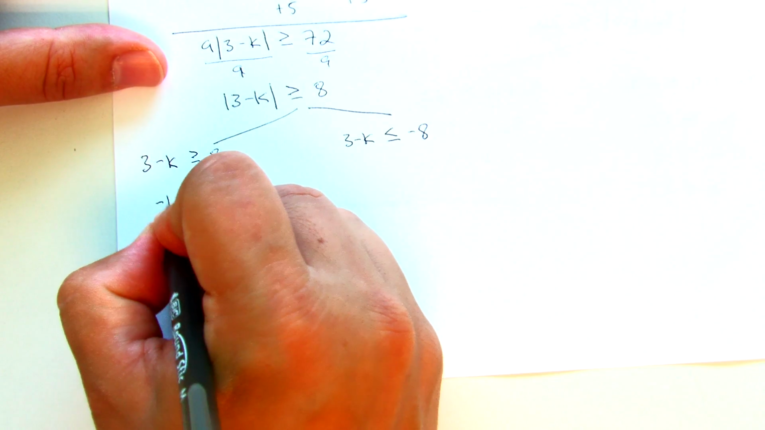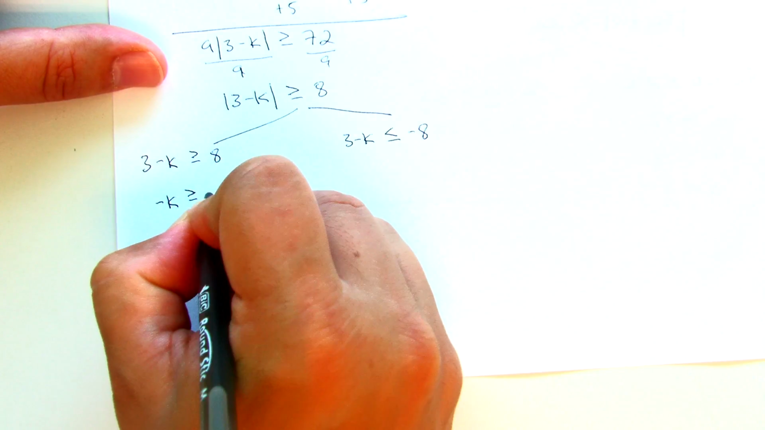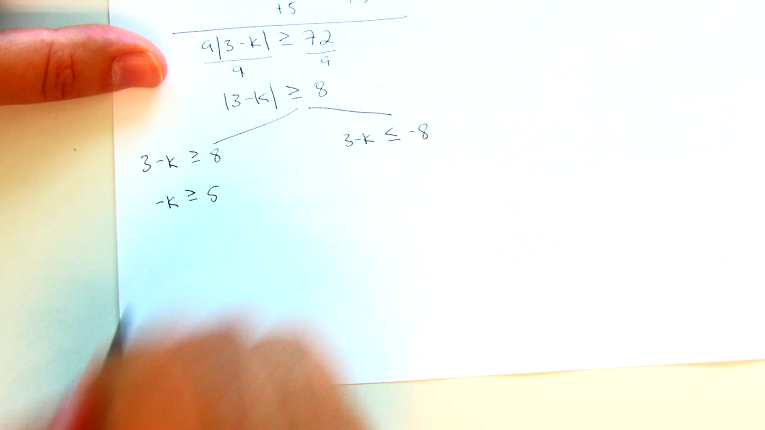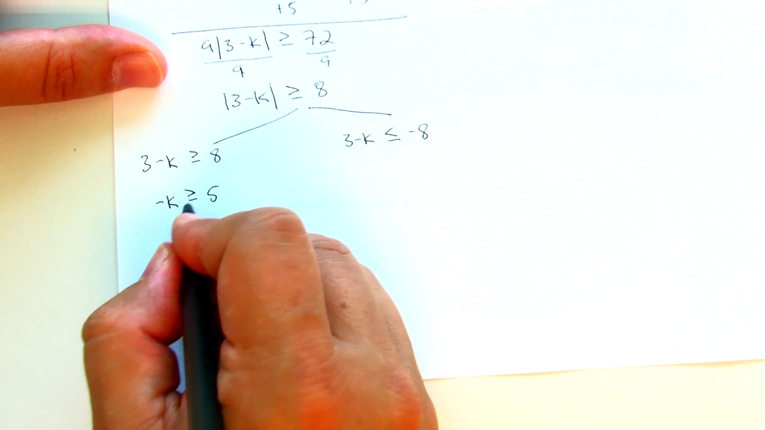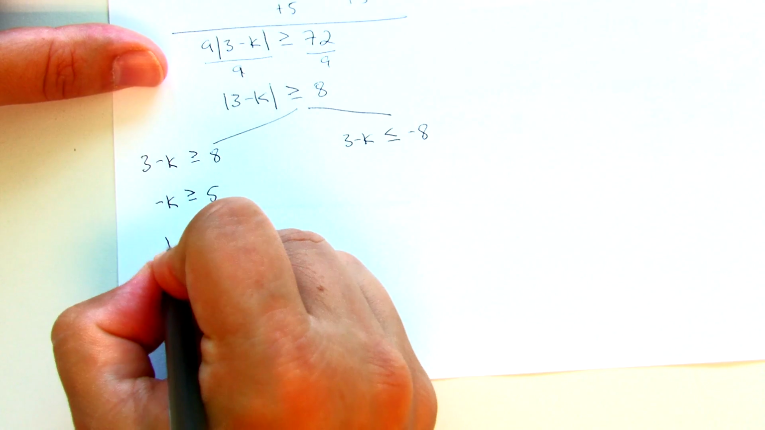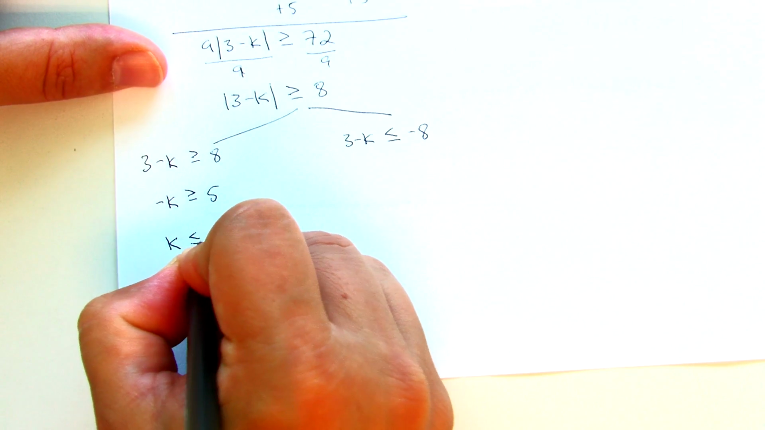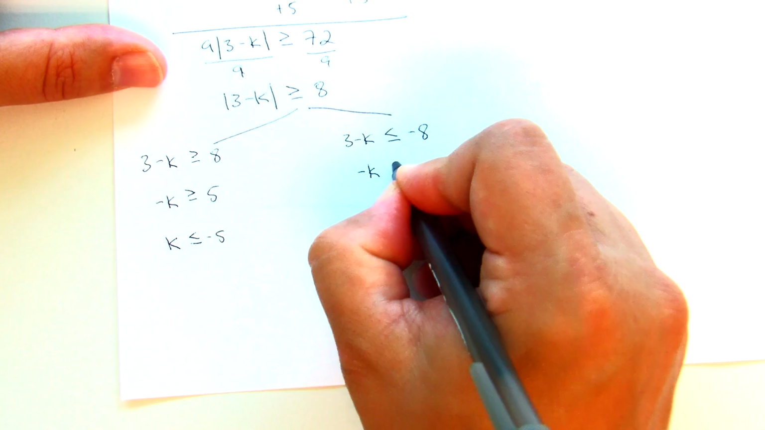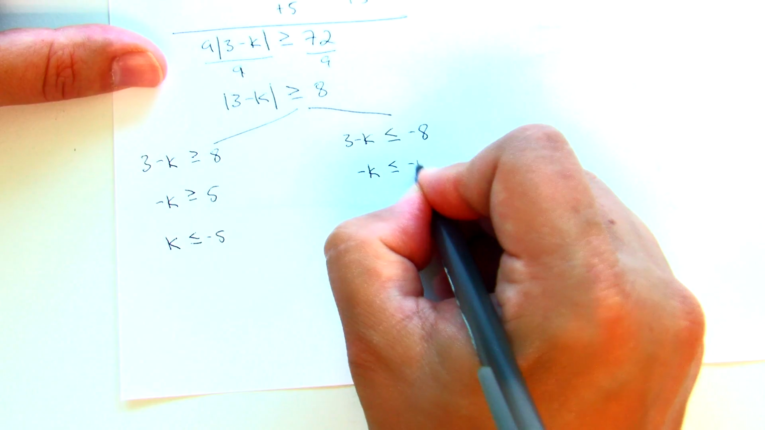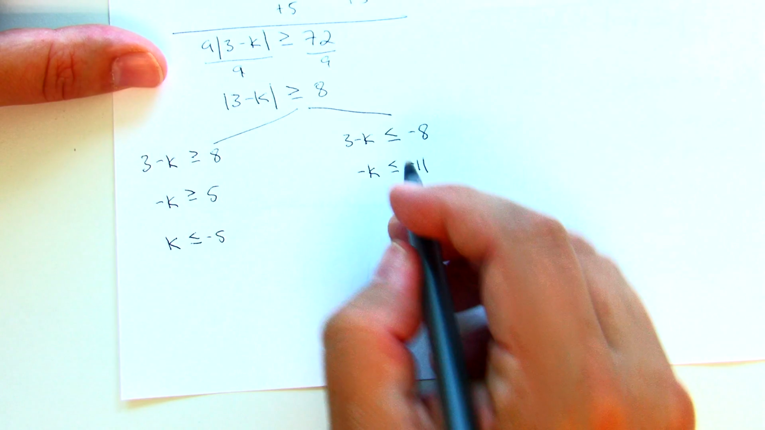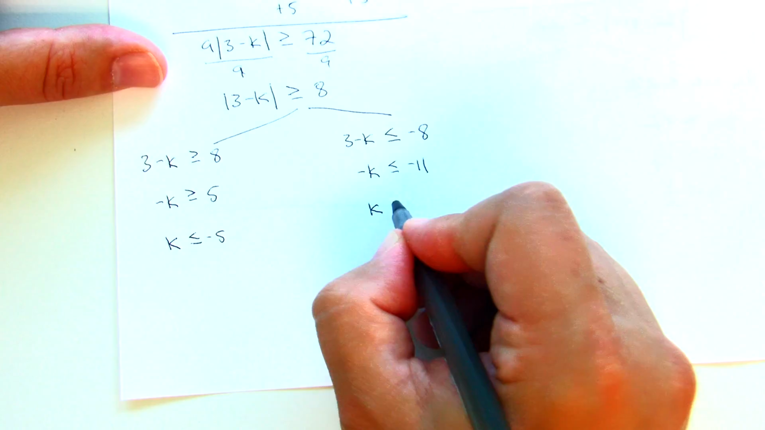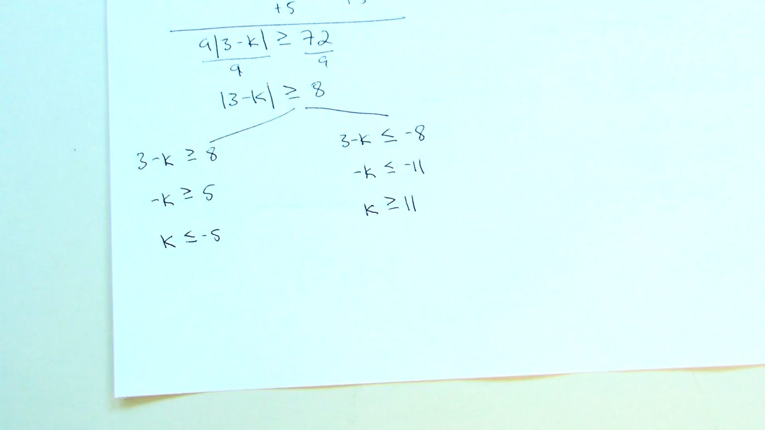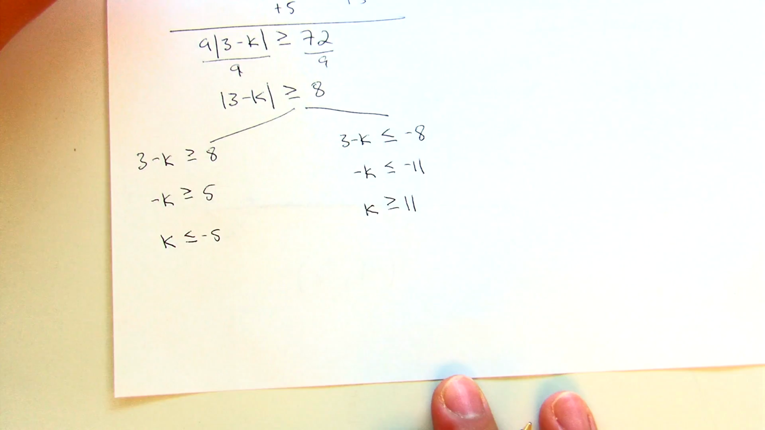We've got negative k is greater than or equal to 5. Right, we just subtracted 3 from both sides. And then to get k, we're going to have to multiply by negative 1, and you know that means we're going to have to switch the direction of the inequality. So this is going to be k is less than or equal to negative 5. Over here, negative k is less than or equal to negative 11. And again, we're going to have to multiply by negative 1, switch the inequality, and we end up with k greater than or equal to 11. Okay, so those are our two things there.